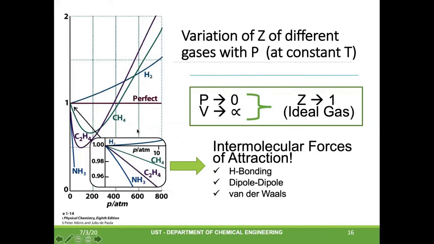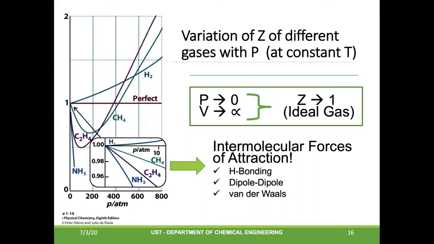So at this figure, for example, this is the perfect gas. So you could see that in hydrogen, Z is always greater than 1. So repulsive forces are dominant. So the graph of hydrogen, Z is always increasing as pressure is being increased. However, in the case of ammonia, NH3, C2H4, CH4, it's decreasing. So it has something to do with the intermolecular forces of attraction.